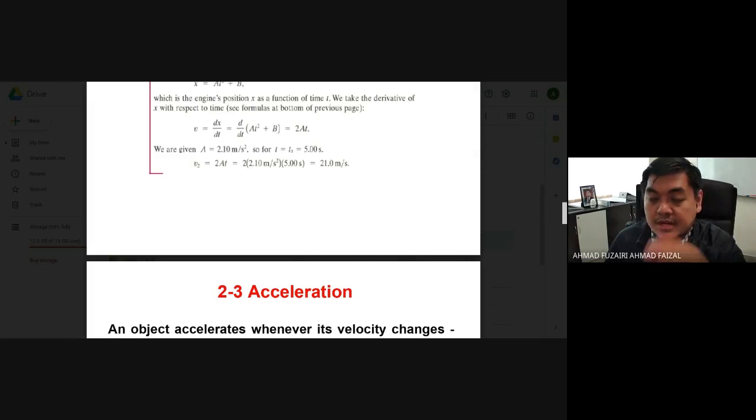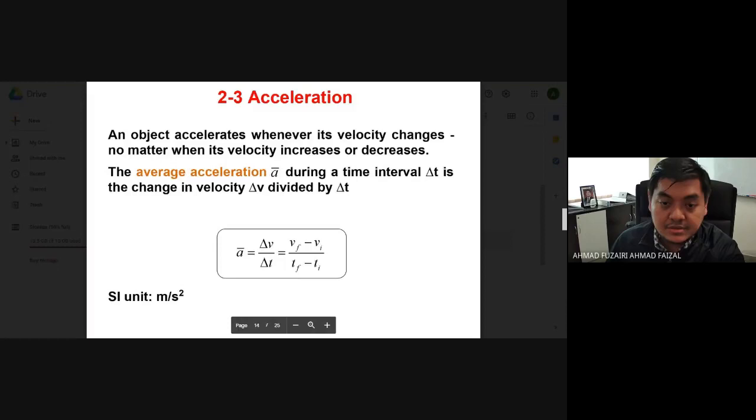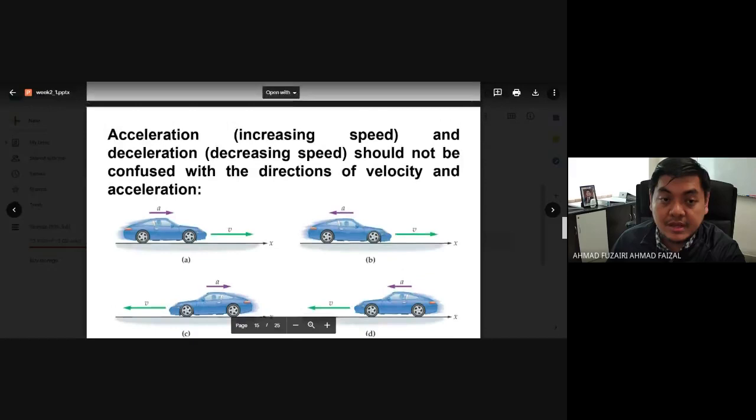So let's look at acceleration. The acceleration is delta v over delta t, meaning the change in velocity over the change in time. The unit for acceleration is m s negative 2, or m over s squared. And look at the acceleration.